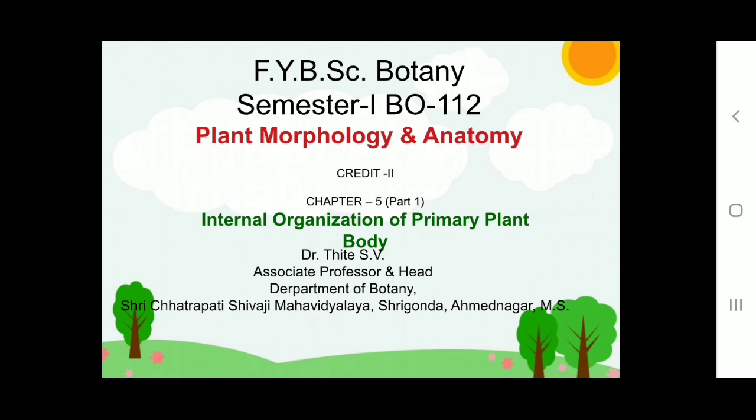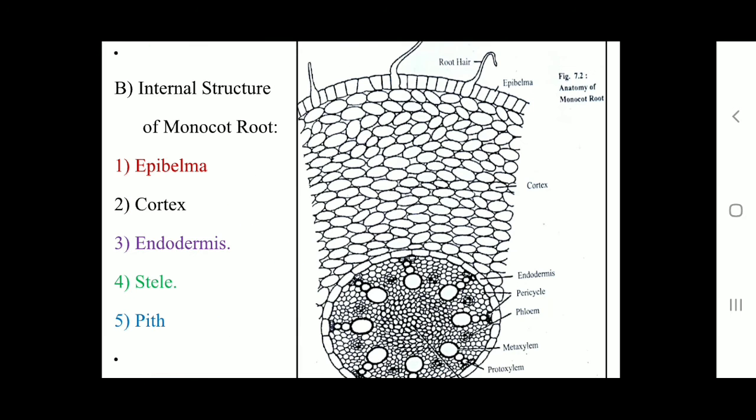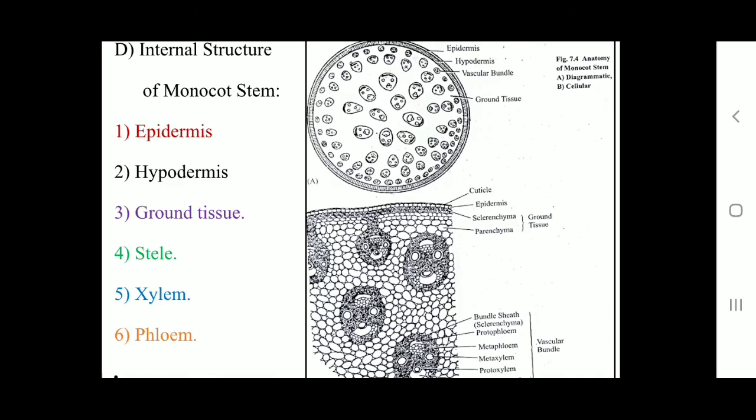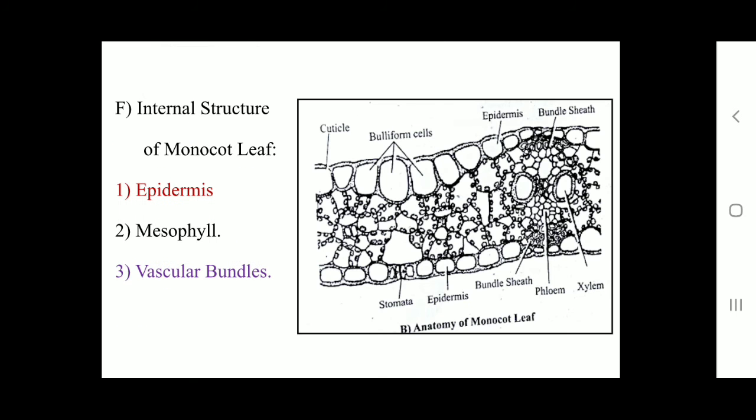Then next point, that is internal structure of monocot leaf. The transverse section of monocot leaf shows isobilateral structure. Monocot leaves are mostly erect and more or less both the surfaces usually receive direct and equal amount of light. It is differentiated into epidermis, mesophyll tissues, and vascular bundles.